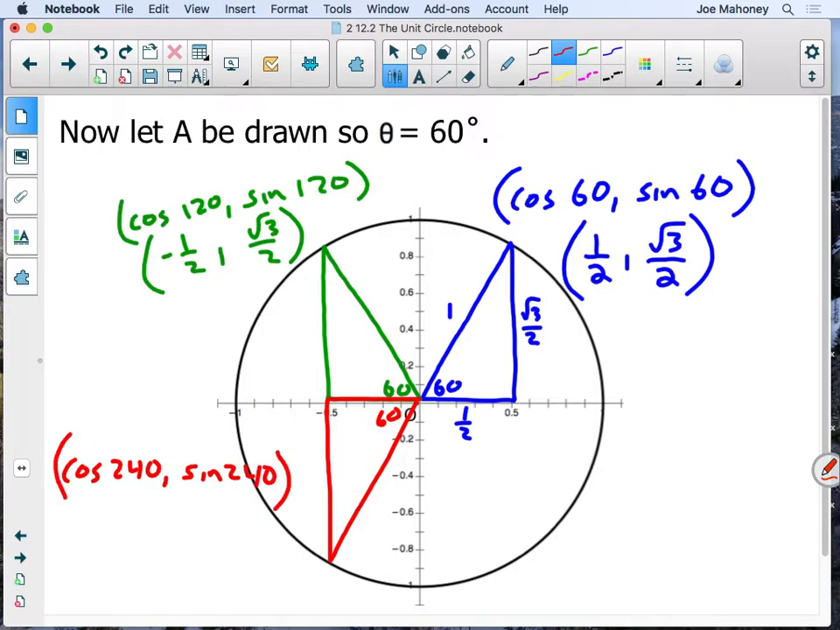We know that in this case the x value is negative, it's negative 1/2. The y value is negative here as well. So it's negative radical 3 over 2.